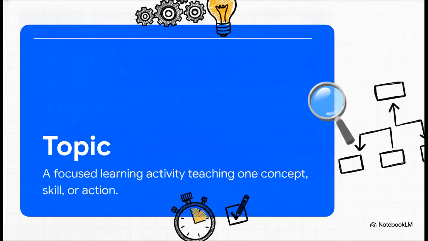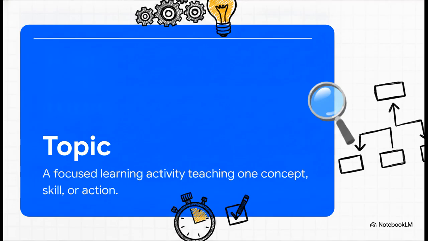Let's actually zoom in on that topic level for a second, because this is the fundamental building block. This is where the actual granular learning happens. A topic is a highly focused learning activity, teaching exactly one concept, one skill, or one action. If you're teaching someone how to bake a cake, the topic isn't the whole recipe. It's just how to measure flour. The golden rule here, it should comfortably be completed in a single sitting and then marked complete as a meaningful step forward.